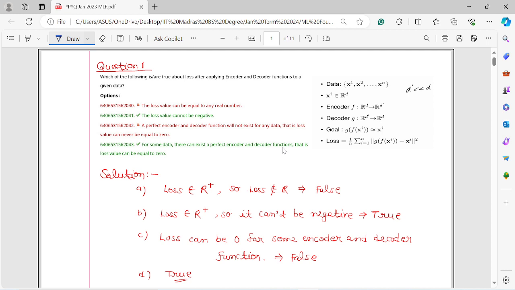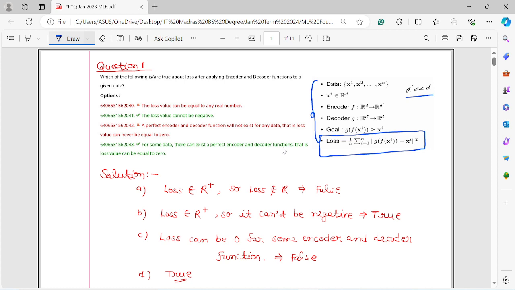So for the encoder and decoder functions, there are some formulas given. What is the encoder, what is the decoder, and for the decoder, the input dimension must be less than or equal to the input dimension of the encoder. There is a condition, and there is a goal behind it. We have to minimize the loss, and there is a formula for the loss which is given. This is important for this question, and with the help of this formula we can easily eliminate the wrong options. So what is the first option?